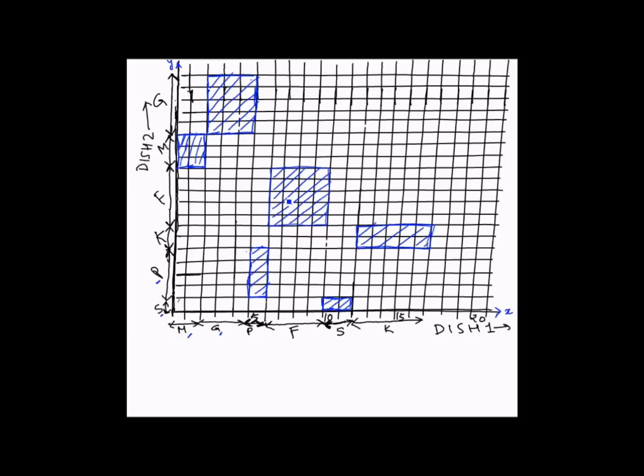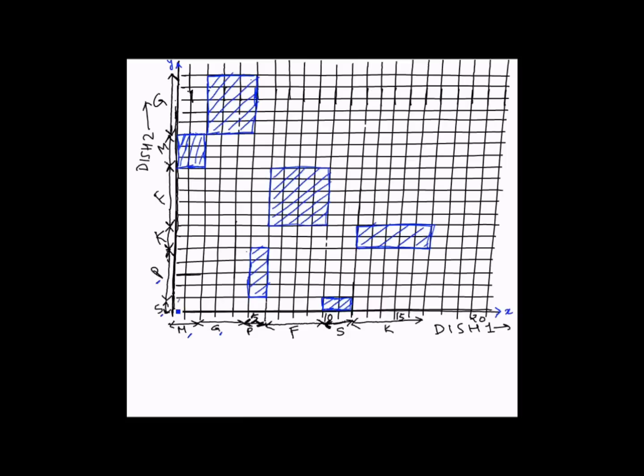Now, starting from the origin, which is this here, we have to make a line at 45-degree angle. This line represents the two dishes being made simultaneously using different equipment. Whenever this line comes across a rectangle, a horizontal or vertical movement is made in order to avoid crossing the rectangle.